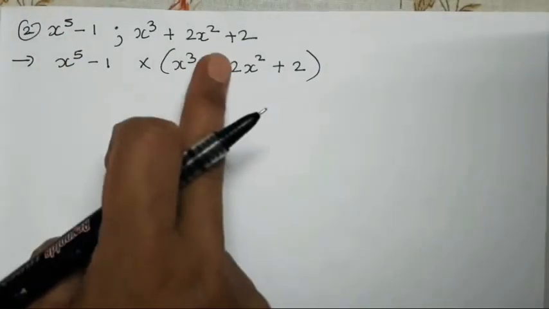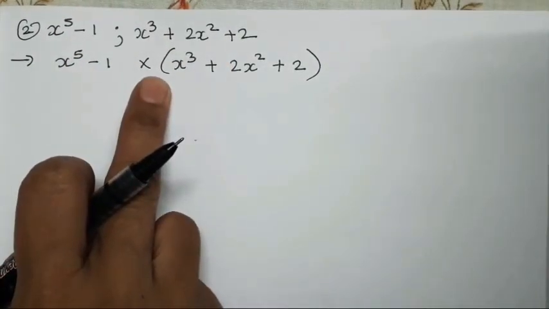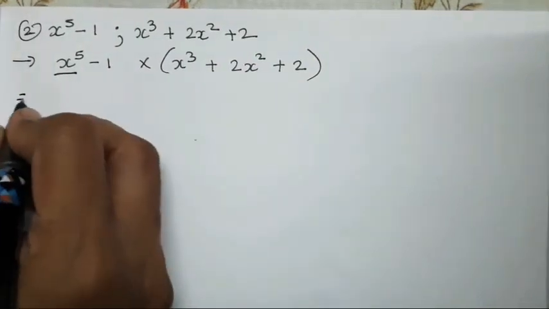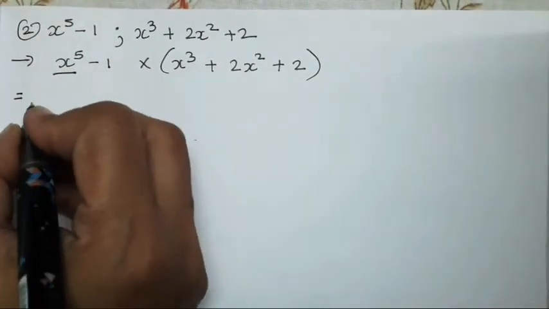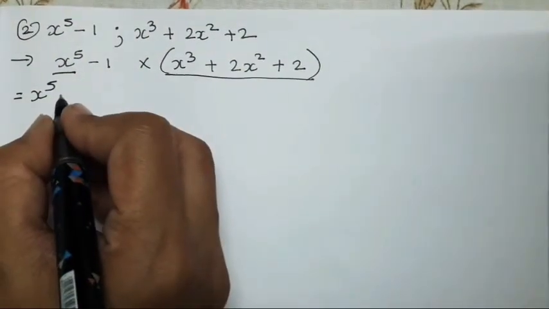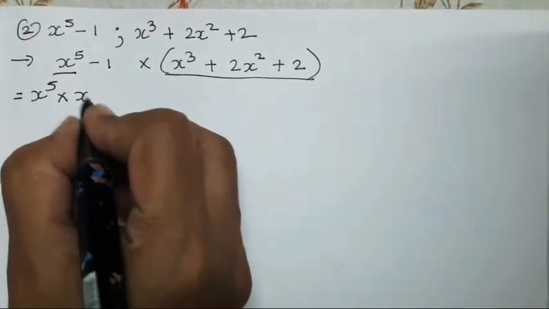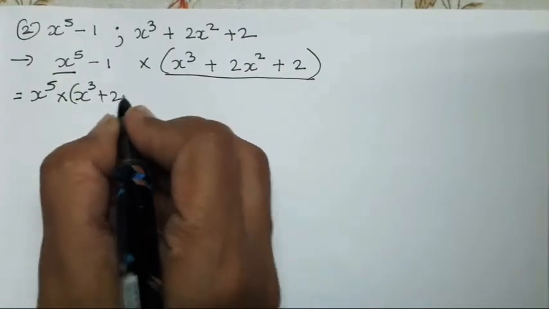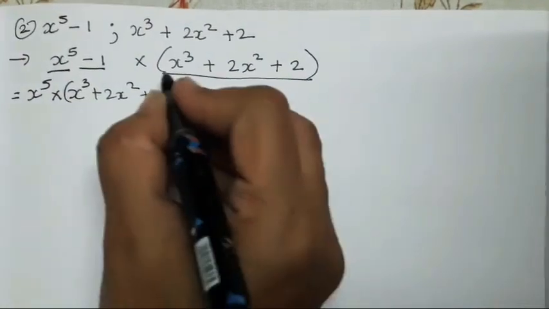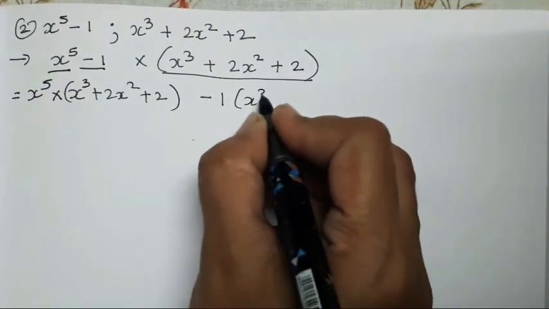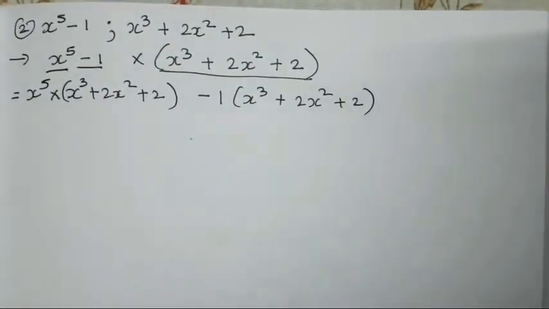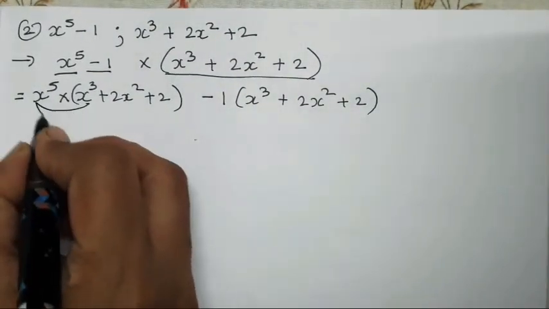So this is the sum I have already written in the multiplication form. Now over here what you all have to do? You all have to multiply first x^5 with the complete equation, that is multiplied with, or you all can add a bracket, x^3 plus 2x^2 plus 2, then minus 1, and then the complete bracket, x^3 plus 2x^2 plus 2. Alright, now you all have to multiply it in this way.